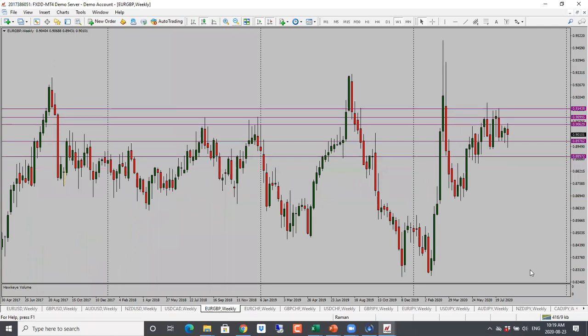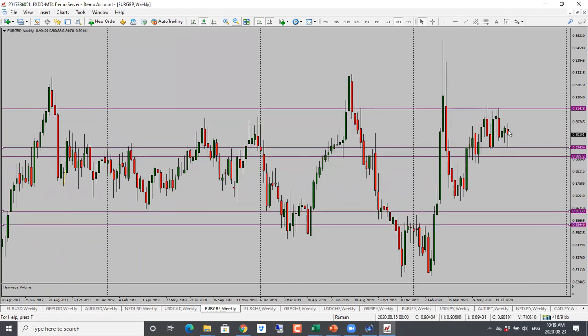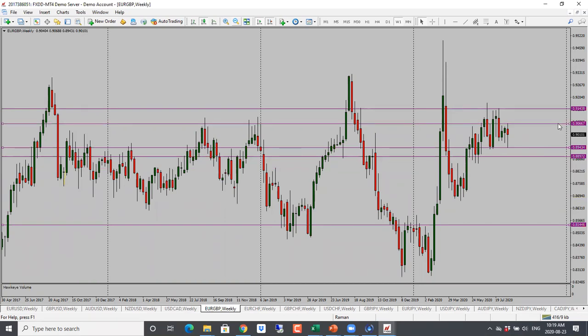Euro pound here, this one hasn't really done a whole lot. It's been trading in this range for the last little bit, as we can see. At this point, we see price came into support. It's rejected that. So we may see a move back towards the resistance level here at 0.9065. So right now I am neutral. It's just been stuck in this range for the last little while. So bias here is neutral.